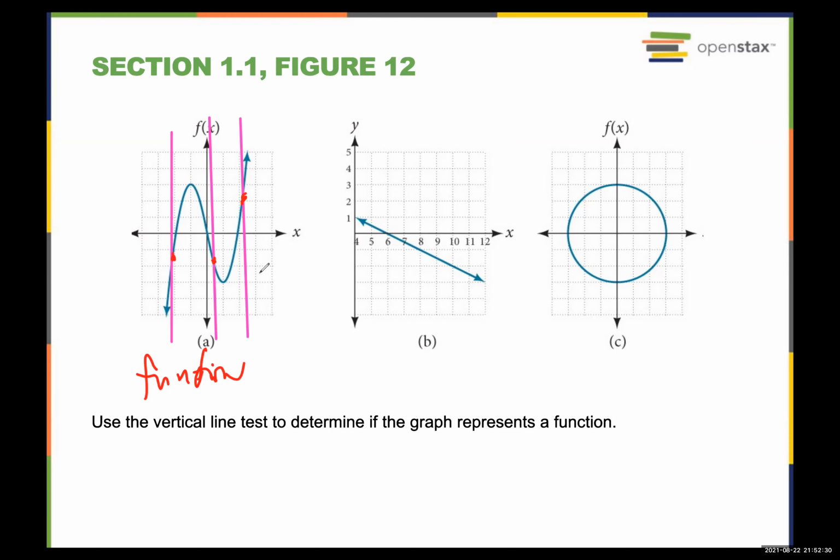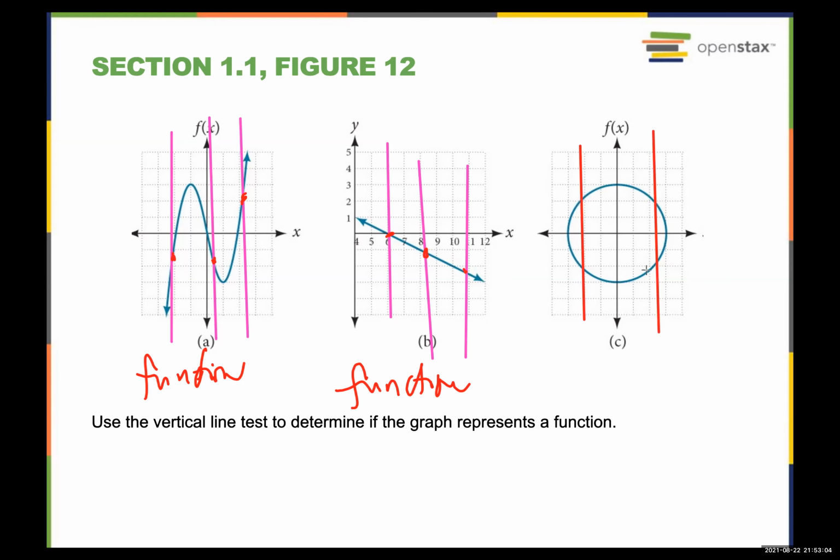Letter B, it's a line. Let's try the vertical line test. So again, you will see that there is only one point. So yes, this is a function. And the third one, a circle. Yes, that is correct. It's not a function. So you will see here, when you draw a vertical line, there are more than one point. So that's why this is not a function.